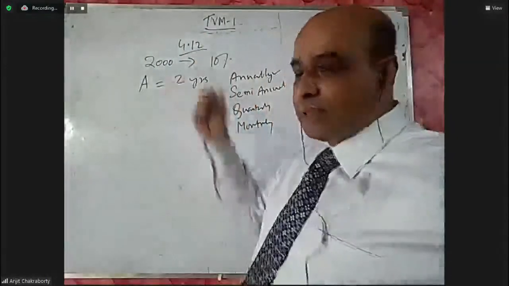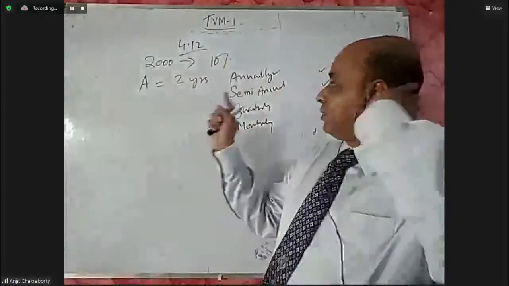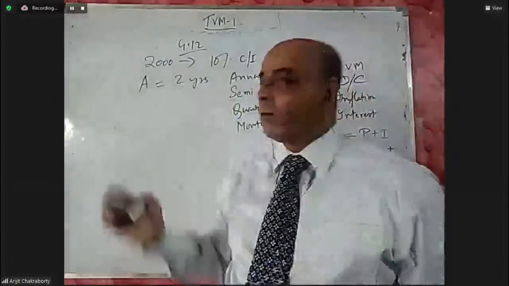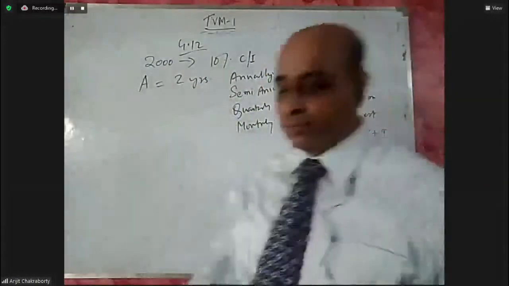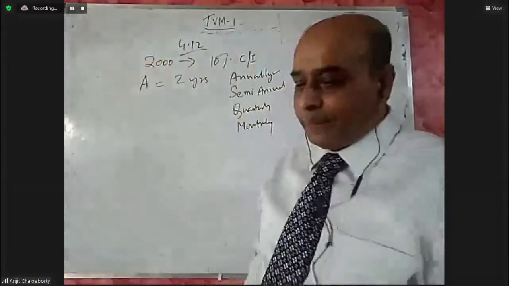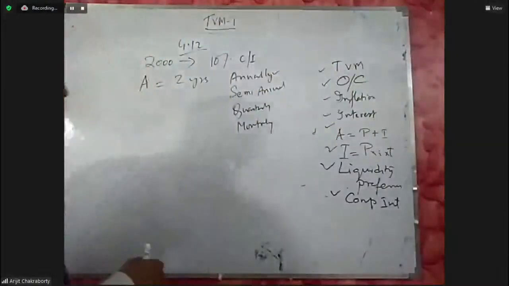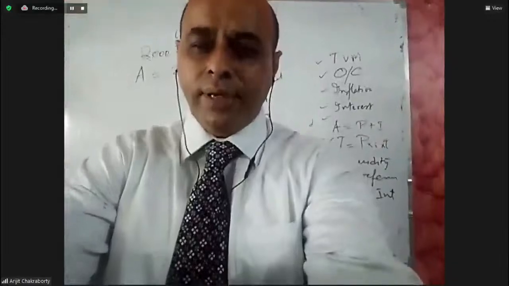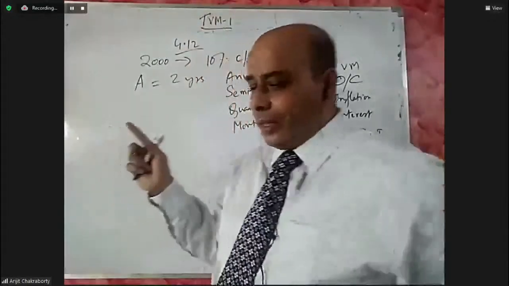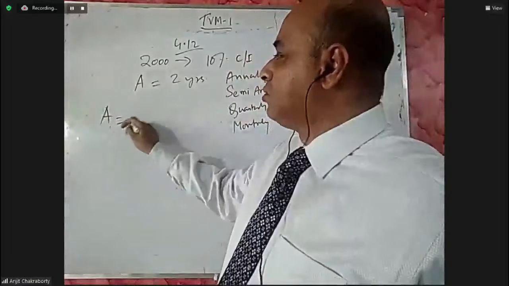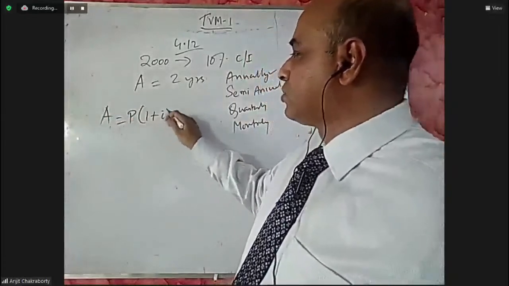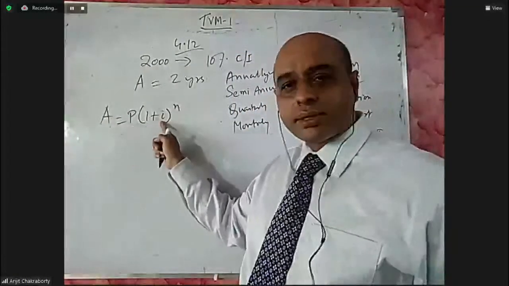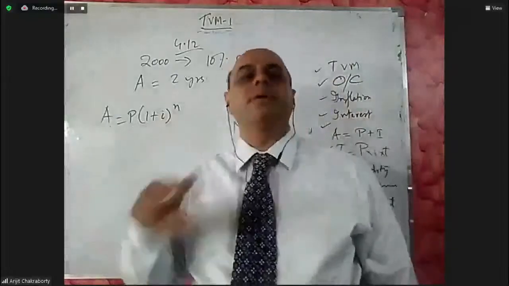Thanks for that. So 2,000 rupees invested at 10% compound interest. I'm writing TI, and we have to find the amount after 2 years, annually. First, we do the annual one. Annual means per year, per annum. So the formula is A equal to P into 1 plus i to the power n, a very simple formula, where P is the principal, i is the interest rate, n is the number of years or number of conversion periods.